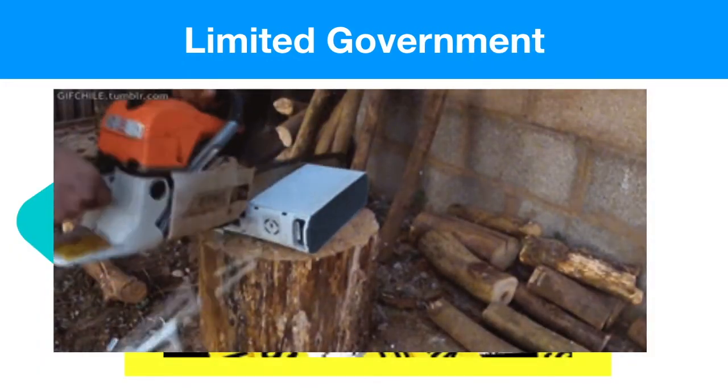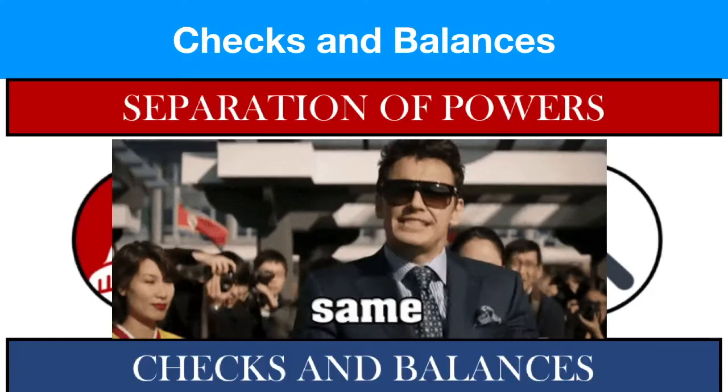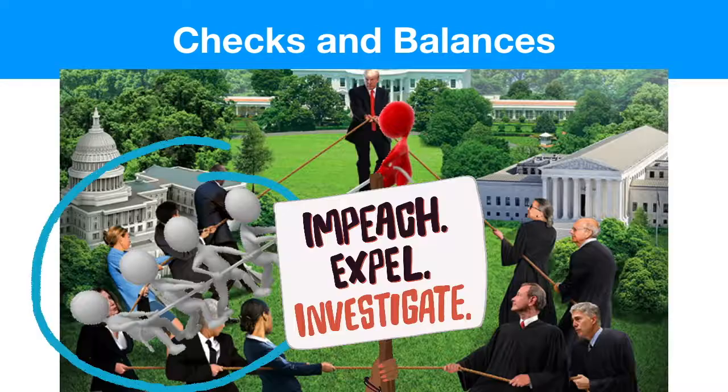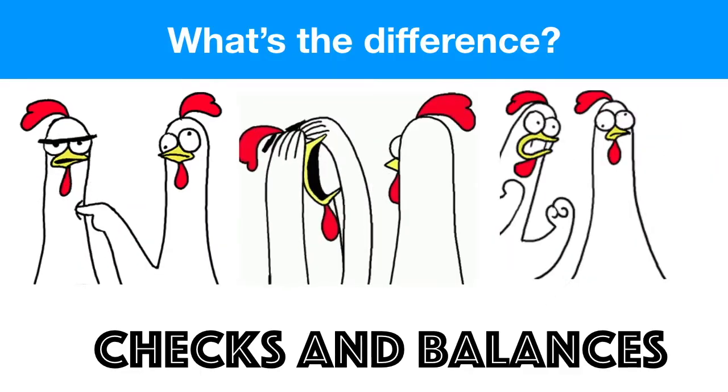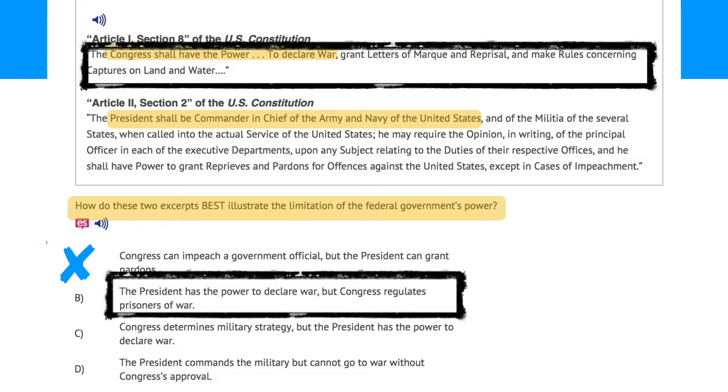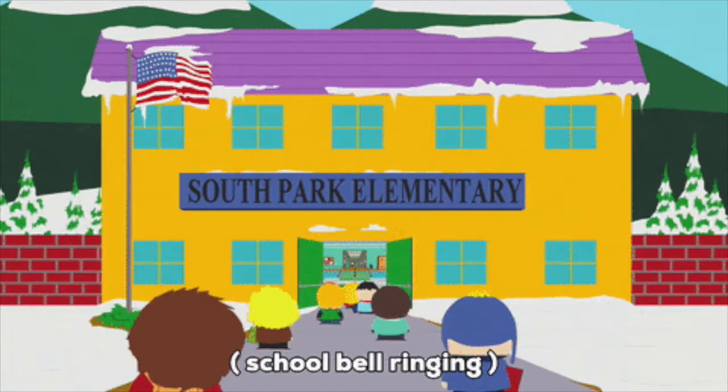Today we're going to be talking about the concept of limited government, having some kind of a rule system for what our government can and can't do, and also examining checks and balances and separation of powers. Well, let's get to it.